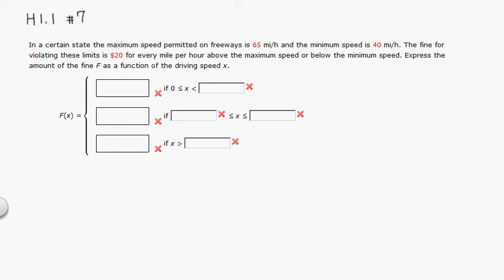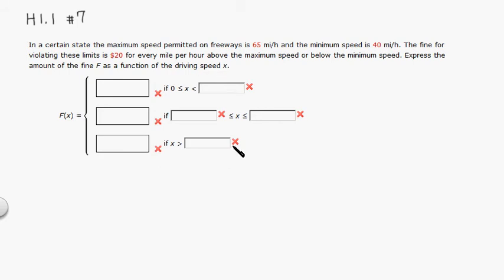All right, let's look at homework 1.1, problem number 7. This is a piecewise defined function. It says that in a certain state, the maximum speed permitted on highways is 65 miles per hour, and the minimum speed is 40 miles per hour. The fine for violating these limits is $20 for every mile per hour above the maximum speed or below the minimum speed. Express the amount of fine F as a function of the driving speed X.